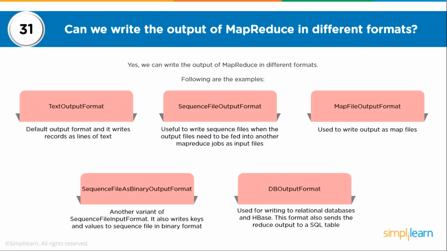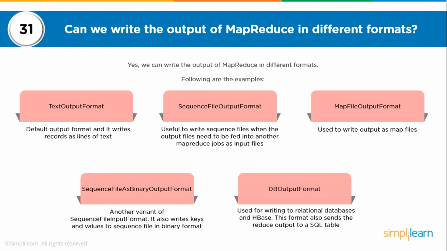Now, can we write the output of MapReduce in different formats? Of course we can. So Hadoop supports various input and output formats. So you can write the output of MapReduce in different formats. So you could have the default format, that is text output format, wherein records are written as line of text. You could have sequence file, which is basically to write sequence files or your binary format files, where your output files need to be fed into another MapReduce jobs.